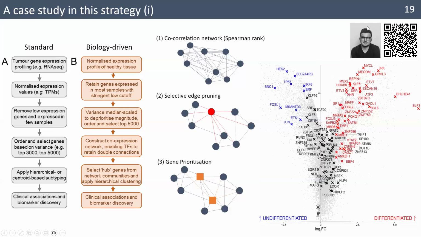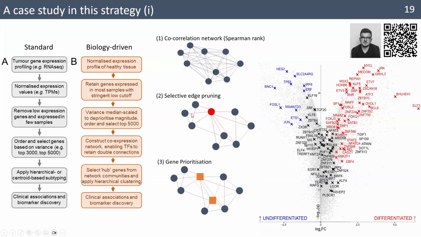This is what my PhD student Vlad did in his project. Instead of using tumor for the expression profiling, we used healthy tissue to try and understand what was going wrong in the cancers. Some of the details don't matter here, but we used normal healthy tissue and we prioritized genes in our classification approach that we knew were important in bladder biology.